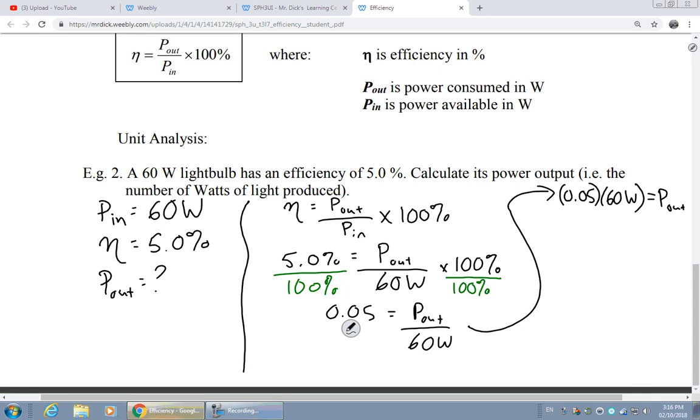When we do that, first of all, notice on the left side, when I multiply just a decimal number by something in watts, my answer will also be in watts. When we do that, we get about 3.0 watts, so that is my power output. So if we put 60 watts of power into an incandescent light bulb that only has a 5% efficiency, we are actually only getting about 3 watts or 3 joules each second of light produced. That's what this is really telling us. Of course, you'd still want to follow up with a final therefore statement to summarize all of this information.